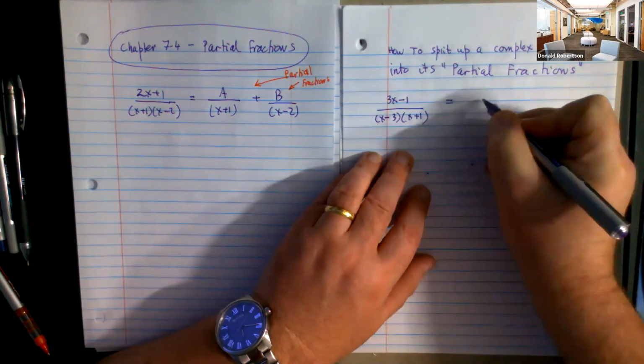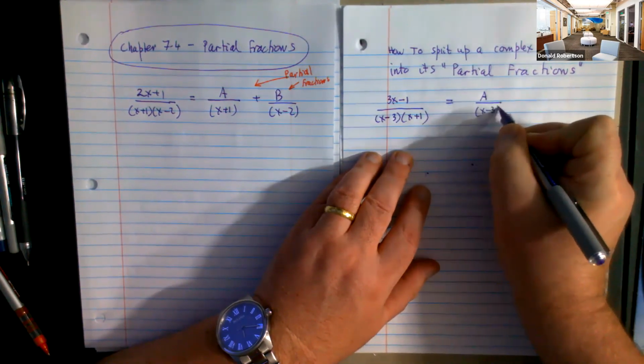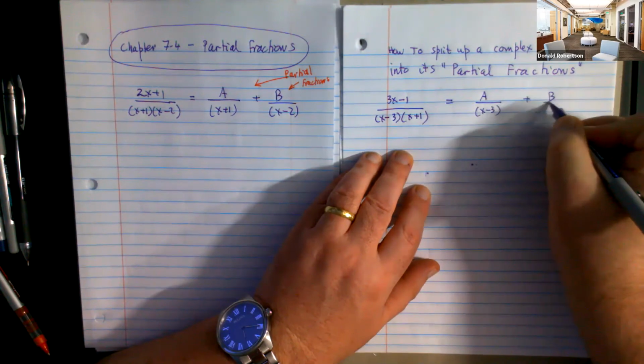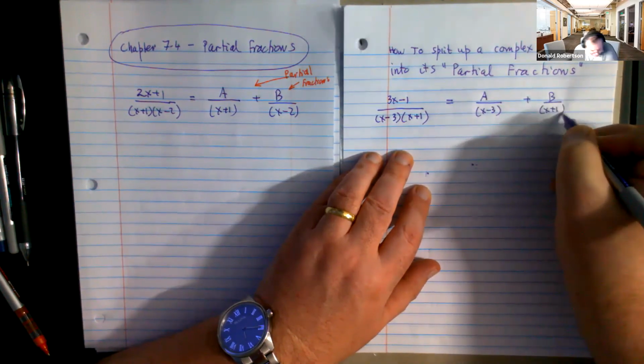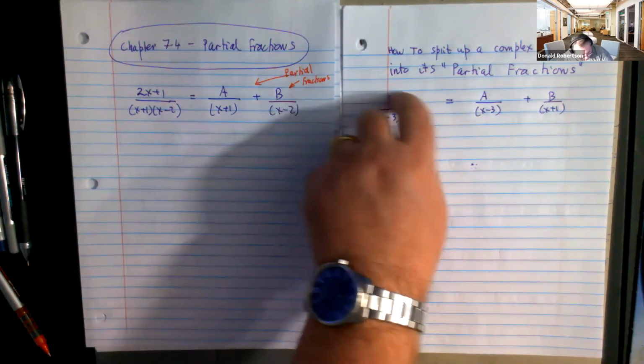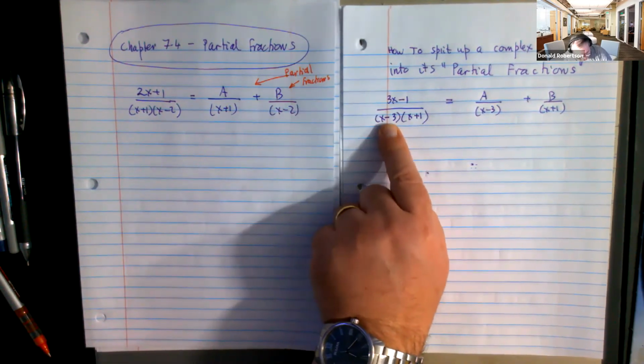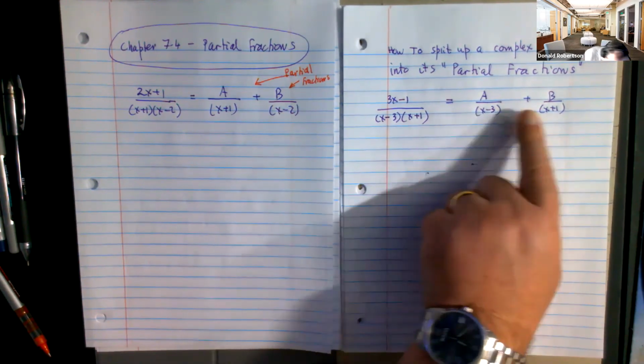It will get broken apart as some number over x minus 3 plus some other number over x plus 1. Do you agree that's pretty easy? Have you noticed that I don't care what the top looks like as long as it's less than x squared, it will be fine. But the two main pieces, these guys are its partial fractions.